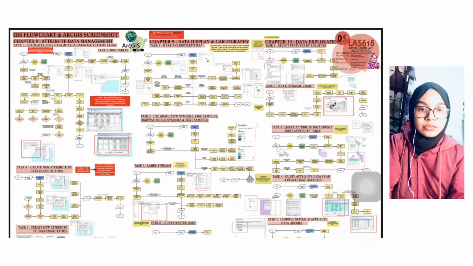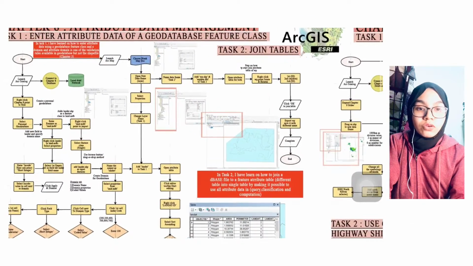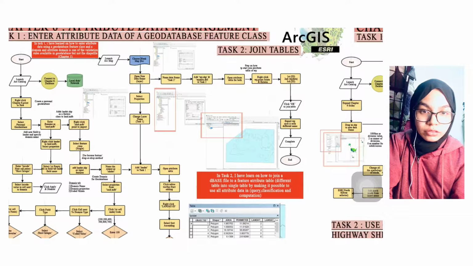But still, it explains how to use the tools in ArcGIS, which are ArcMap and ArcCatalog. So Chapter 1, Task 1 is more focused on how to enter attribute data using a geodatabase, geodatabase feature class, and an attribute domain, which is one of the validation rules available in a geodatabase, but not in the shapefile.